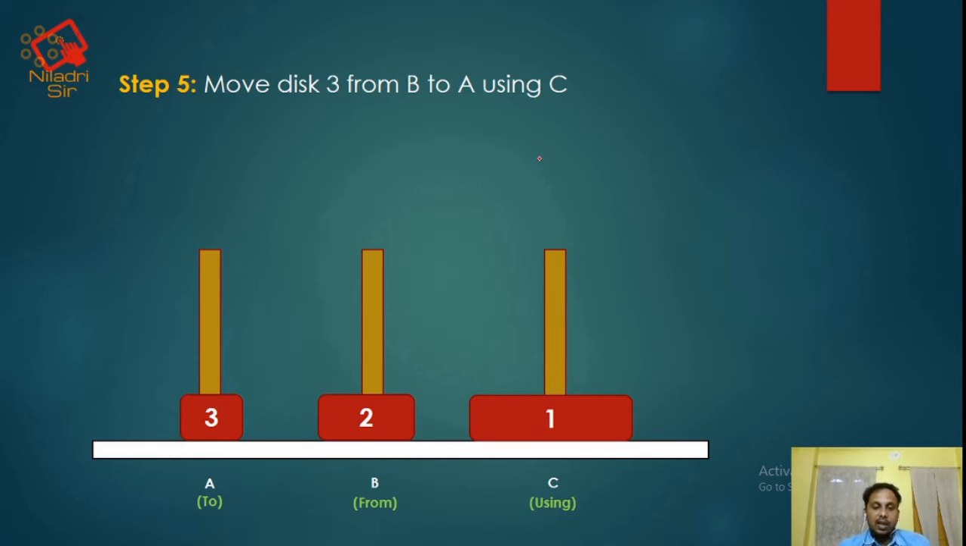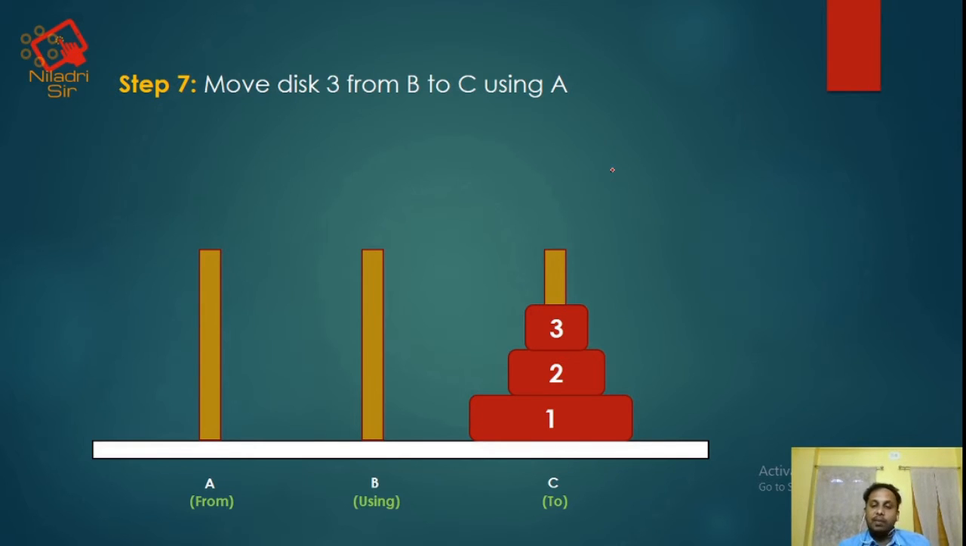Using C. Next, we move disk 2 from B to C, from B to C. Next is disk 3 from B to C. So our objective is completed. We have completed our objective, that is to move all the disks from A to C using B. So we have also moved all the disks using our three conditions, right?